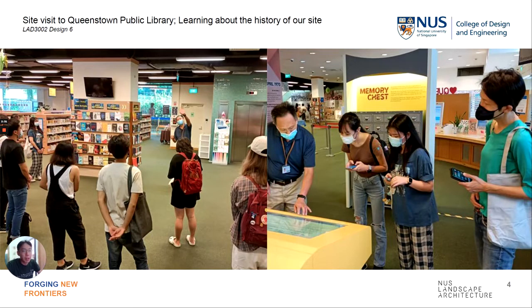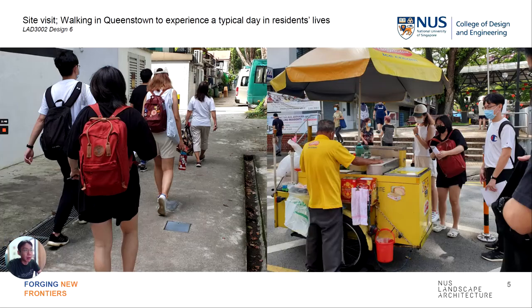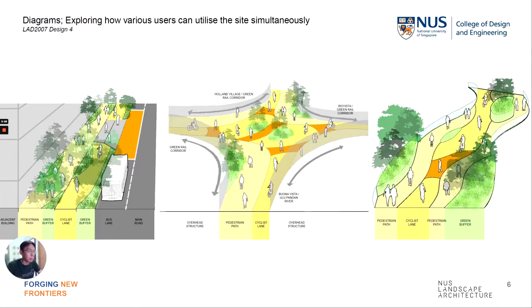So in this example here, our co-tutor Evie is bringing our students to Queenstown Public Library to understand a little bit more about the history of Queenstown, as well as to speak to people on the ground. We also spend a lot of time, and we encourage our students to spend a lot of time walking the ground itself, to really understand just the nuances of how people live, how people move around that particular space, what are the intrinsic qualities of that space that can only be extracted by you visiting the site itself.